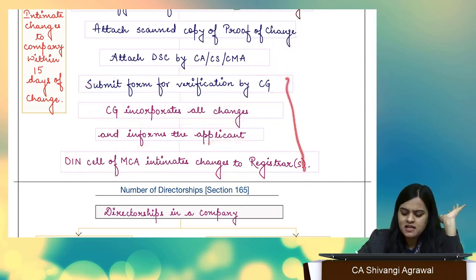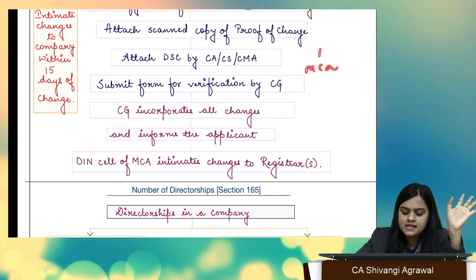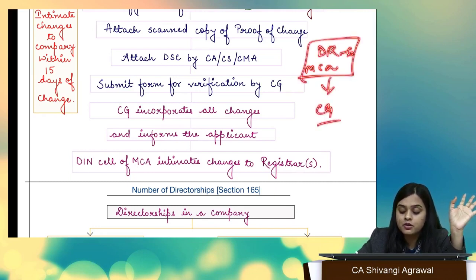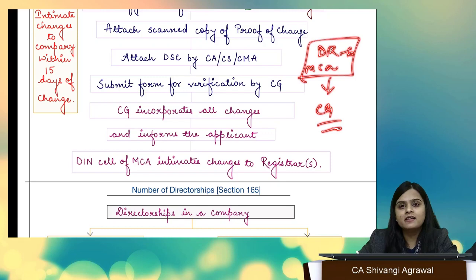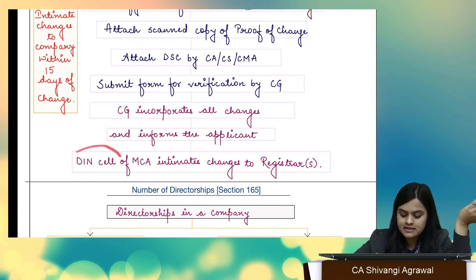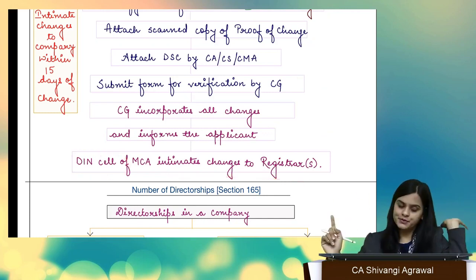Ma'am, why is this happening? Why don't we directly file the form to the ROC? See, you are doing an online filing only. So you are filing this DIR 6 also on the MCA website, but it goes to the central government and not to the ROC. Why? Supposedly, I am a director in companies in Kolkata, Mumbai, Delhi and Karnataka. So I am a director of 4 companies in 4 different states. To which ROC will it go? So the DIN cell intimates it to the concerned ROCs. Fine, ma'am.